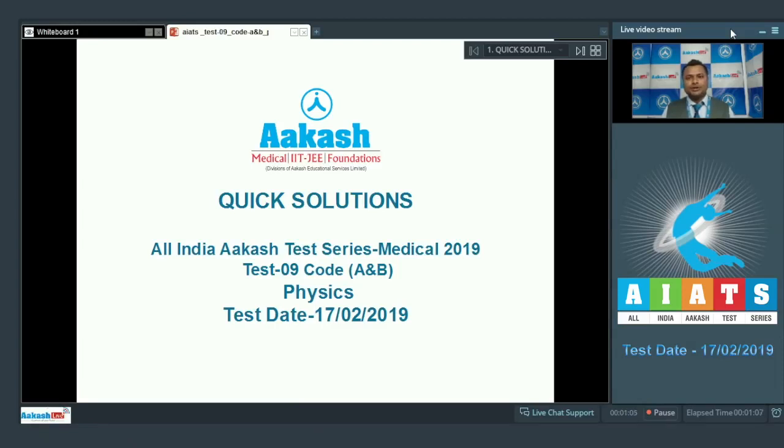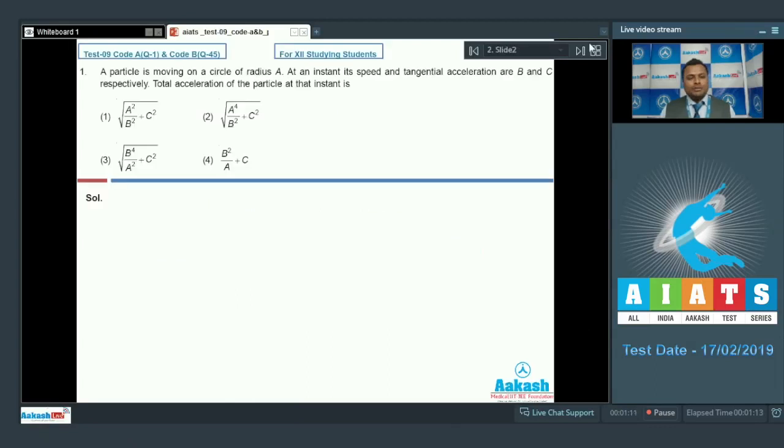Now let us proceed to question number 1. Question number 1 says a particle is moving on a circle of radius A. At an instant, its speed and tangential acceleration are B and C respectively. The total acceleration of the particle at that instant is.